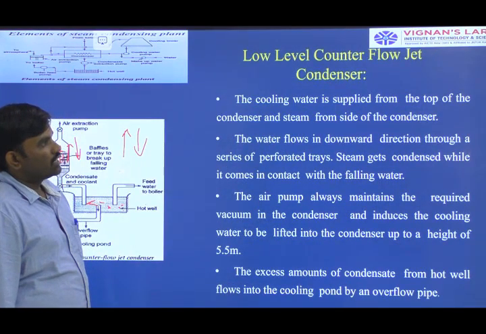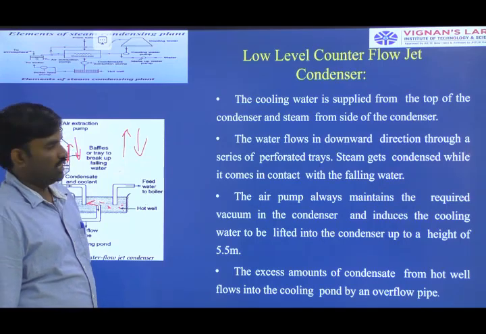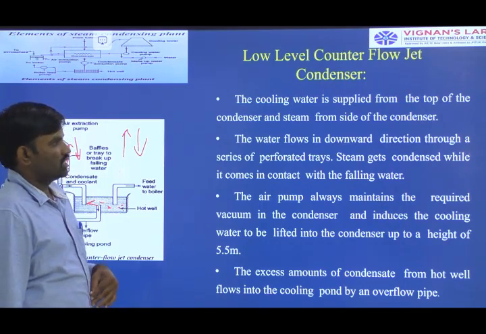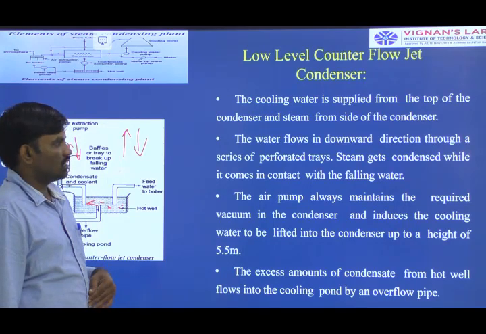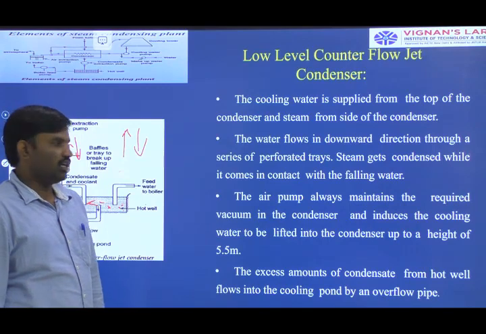Okay, the cooling water is supplied from the top of the condenser and steam from the side of the condenser. That means both are in opposite directions. The water flows in the downward direction through a series of perforated trays. Steam gets condensed when it comes in contact with the falling water.